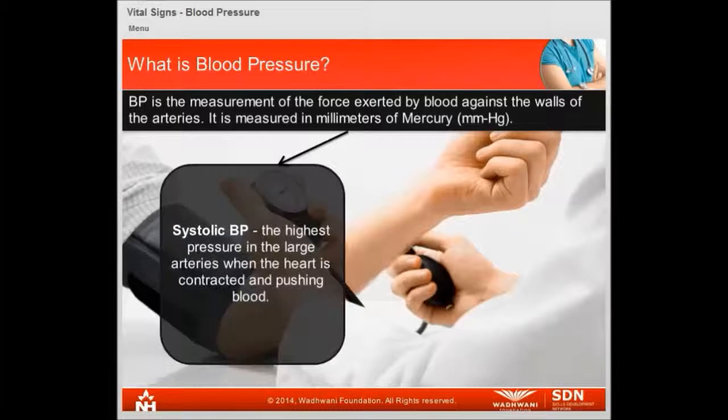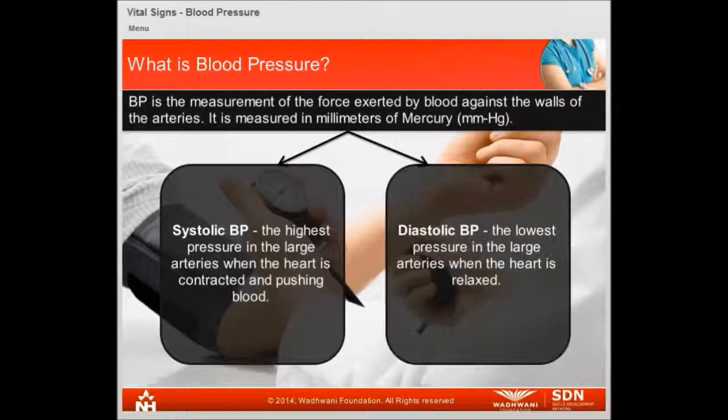First, one is systolic blood pressure. Systolic BP is the highest pressure in the large arteries when the heart is contracted and pushing blood. The second one is diastolic blood pressure. Diastolic BP is the lowest pressure in the large arteries when the heart is relaxed.